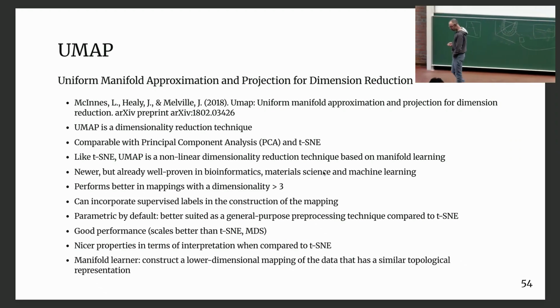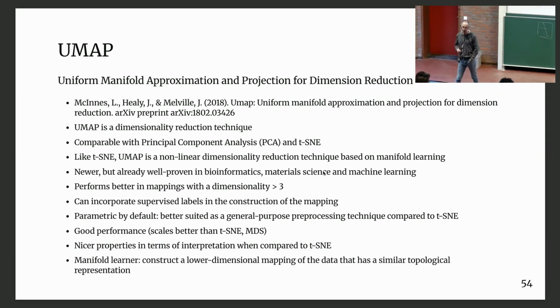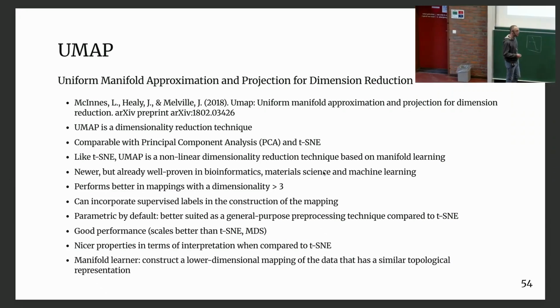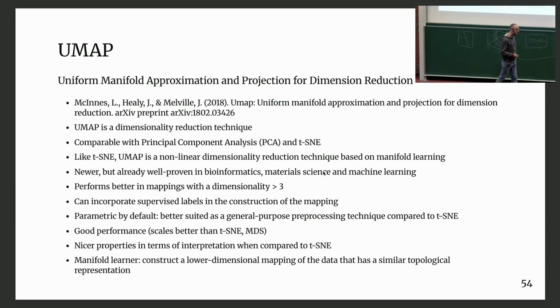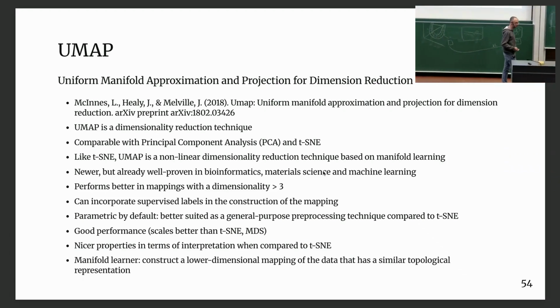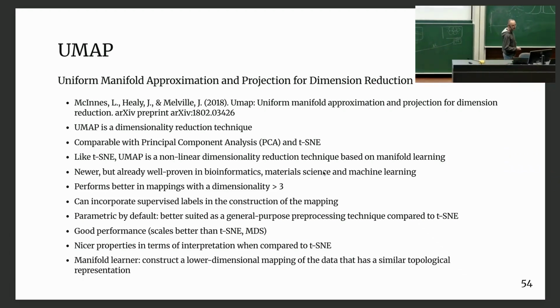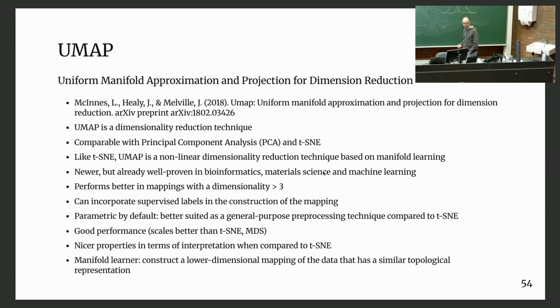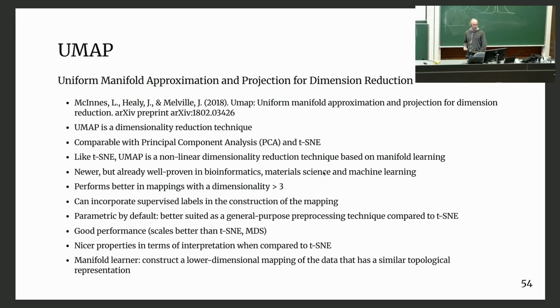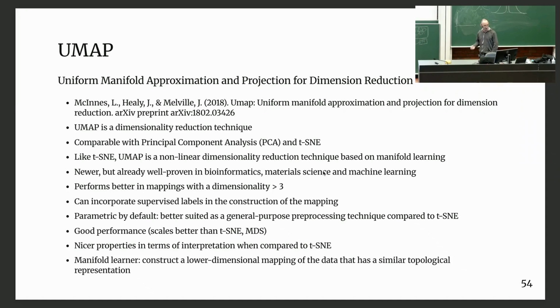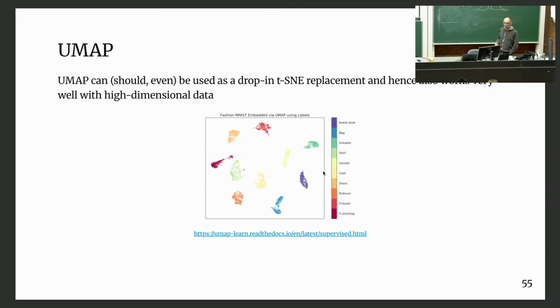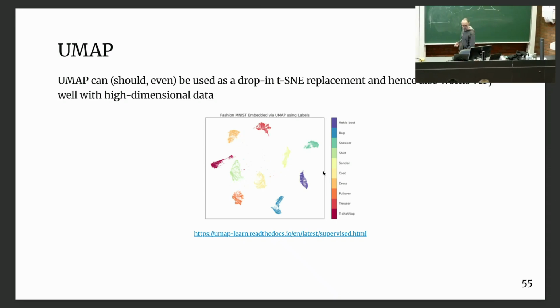Something cool is that here they also allow you, if you have labels, to utilize these labels during the construction of the map itself, so to already position your instances in such a way that they lead to better separability based on the classes that you have. It's parametric by default, which is also a plus, so you can also map new unseen points using this technique. It works a bit better than t-SNE in terms of speed and performance. So it has a whole bunch of nice properties, which is the main reason why this is now the one that is preferred above t-SNE and is used as a drop-in replacement, and also works well with high-dimensional data.